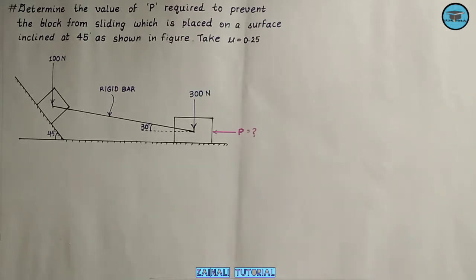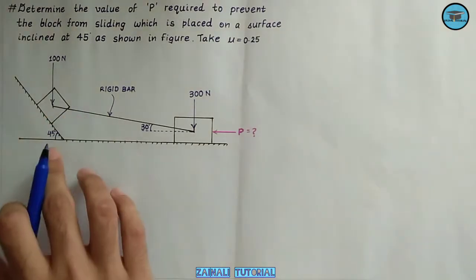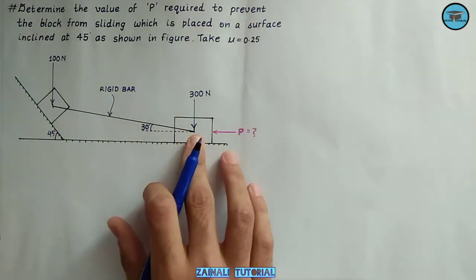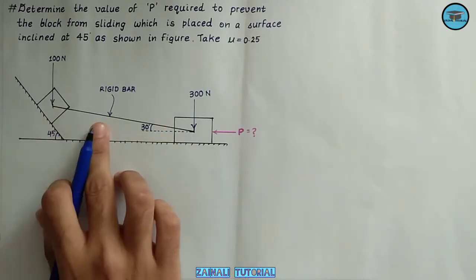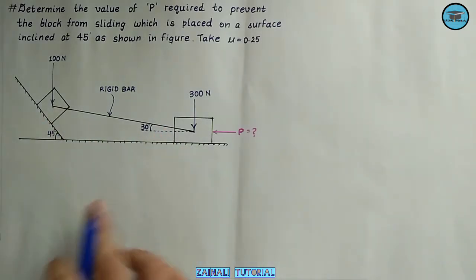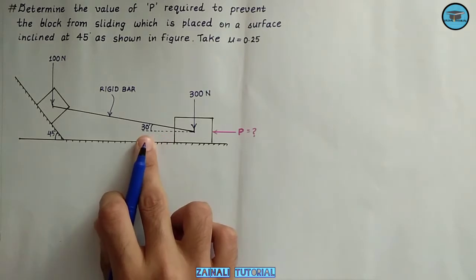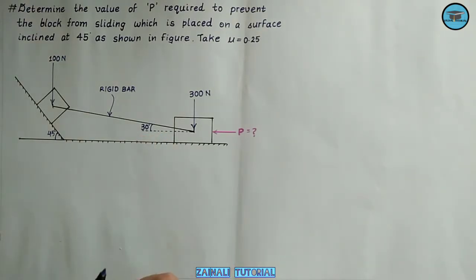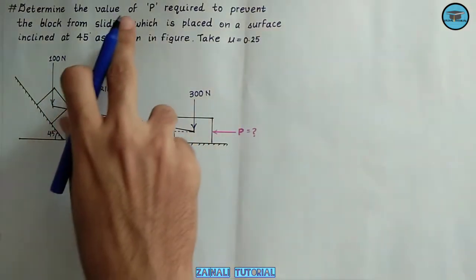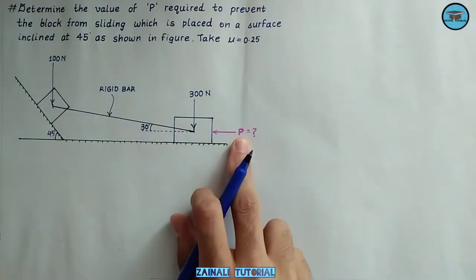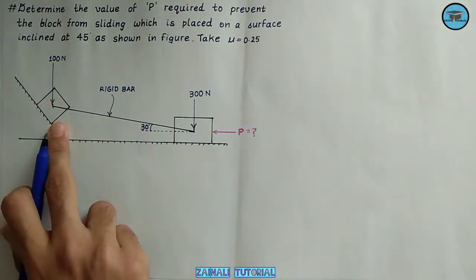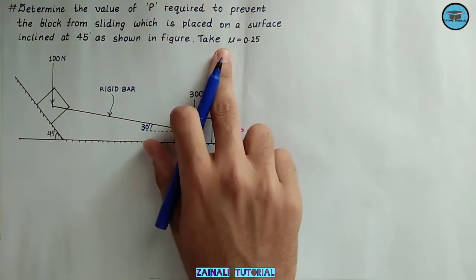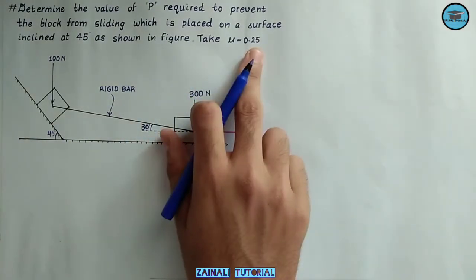So the question is mentioned here. It consists of two blocks. One block is placed at an angle of 45 degrees, another block is placed on the horizontal surface. These two blocks are connected by means of a rigid bar as shown, which is inclined at an angle of 30 degrees with the horizontal. Now the question asks us to find the value of P which is required to prevent this block from sliding in the downward direction, and we have been given the value of mu as 0.25.